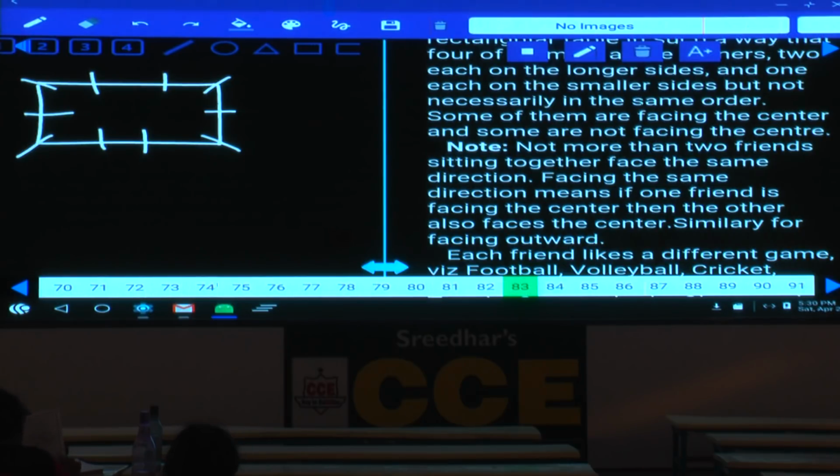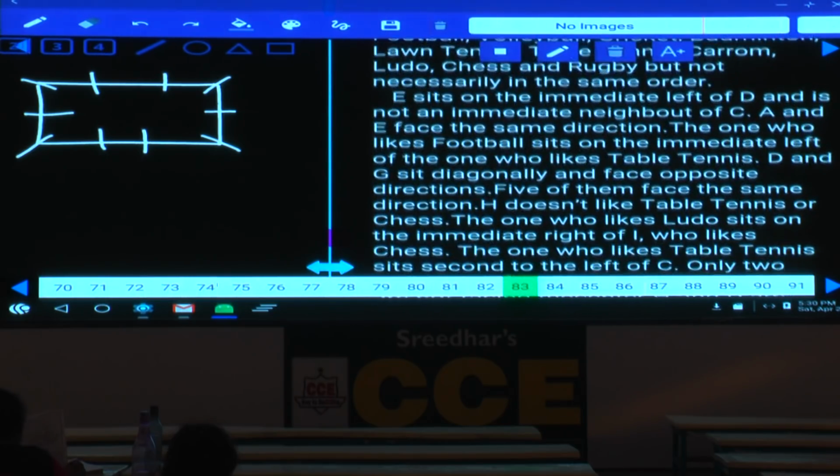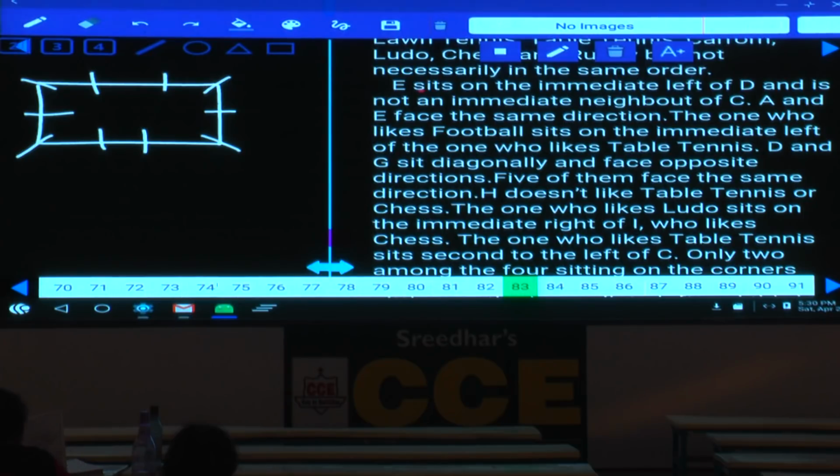Then E sits on the immediate left of D and is not an immediate neighbor of C. Now condition number 1, what is the condition here? E sits on the immediate left-hand side of D. E is on the immediate left of D and is not an immediate neighbor of C. Then, the one who likes football sits on the immediate left of the one who likes table tennis. D and G sit diagonally opposite. D and G sit diagonally and face opposite directions.